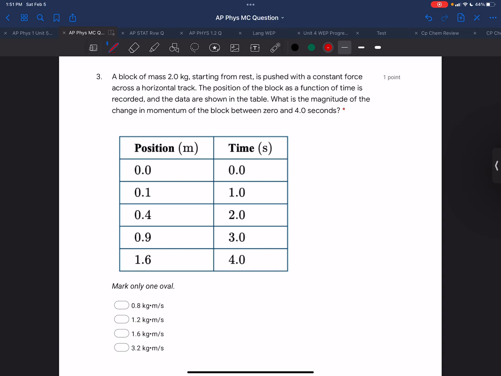In this scenario, we have a block starting from rest. So here's our block. V0 equals 0. It is pushed with a constant force across the track. So there's a force applied in that direction. We have our position time.